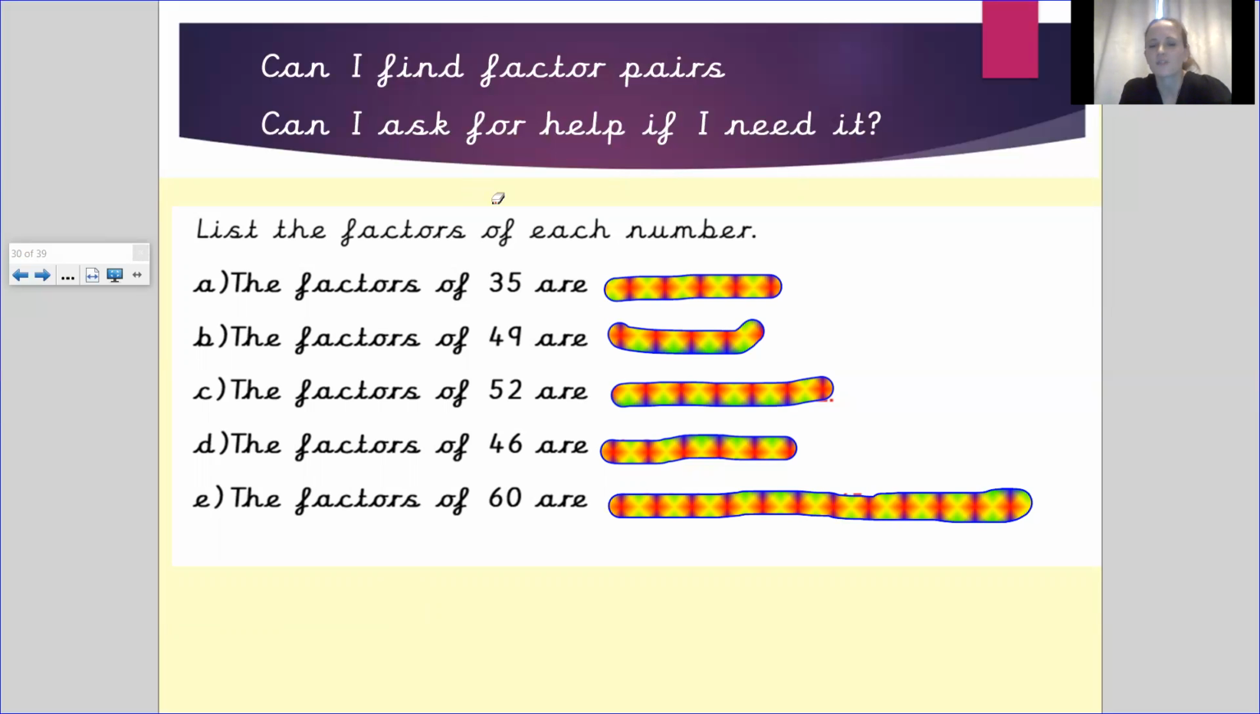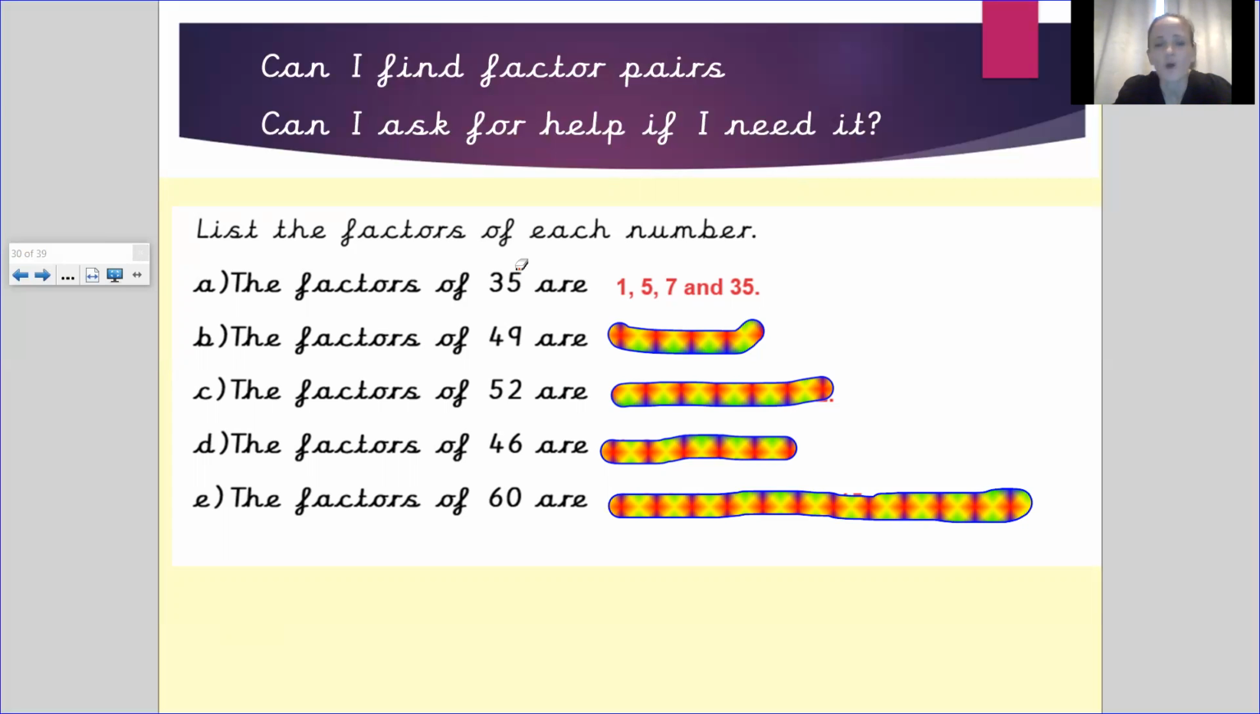Okay, so let's go through our answers. The factors of 35 are as follows. They're 1, 5, 7, and 35. So 1 times 35 is 35. 5 times 7 is 35. And then we would start realizing that it would be the other way around. So 7 times 5 is 35. And there's nothing else until we get to 35 times by 1.